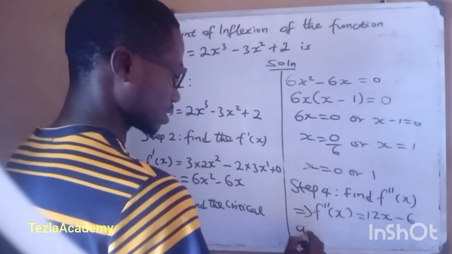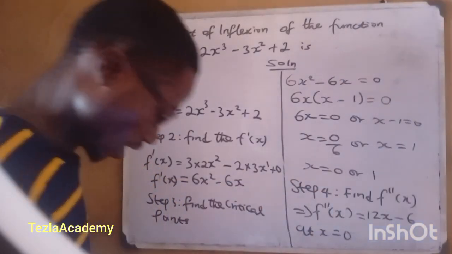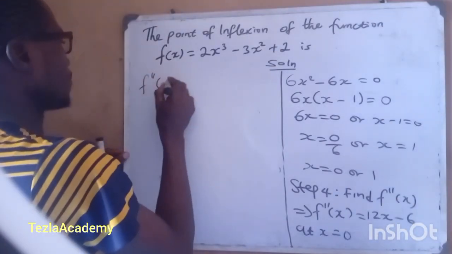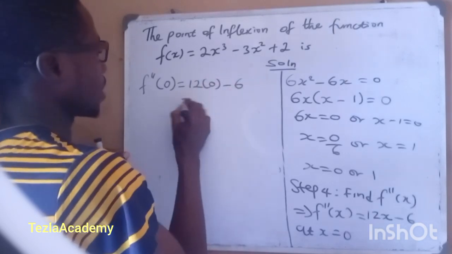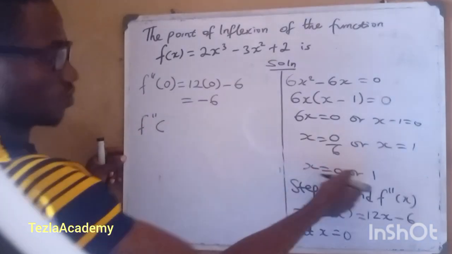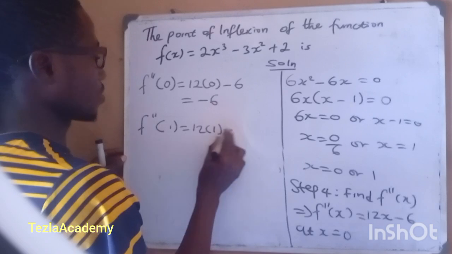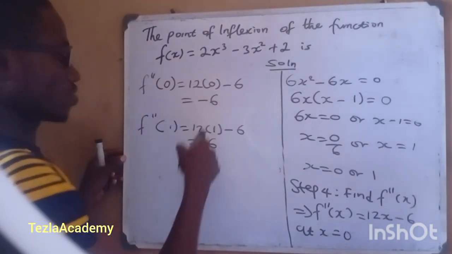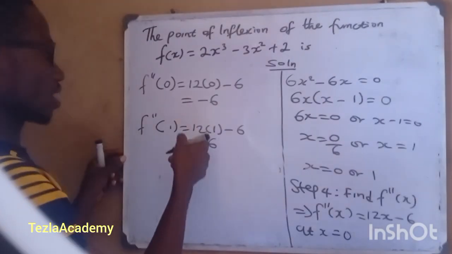So at x equals 0, we'll find our f double prime. f double prime of 0 equals 12 times 0 minus 6, and that equals minus 6. f double prime of 1 is equal to 12 times 1 minus 6, and that equals 6. So you see that the signs are not the same, this minus and this plus. Therefore, 0 and 1 are points of what? Inflection. Because their signs are different.